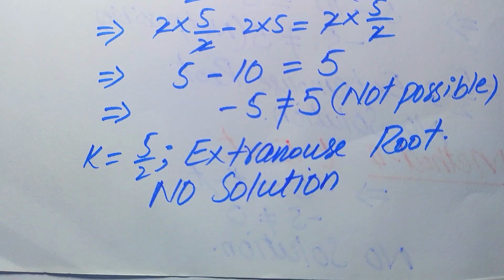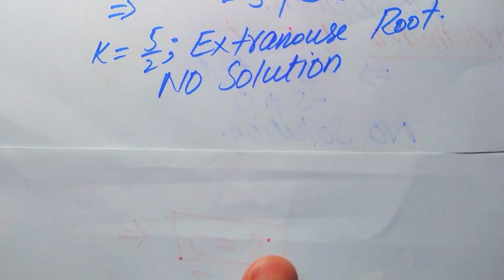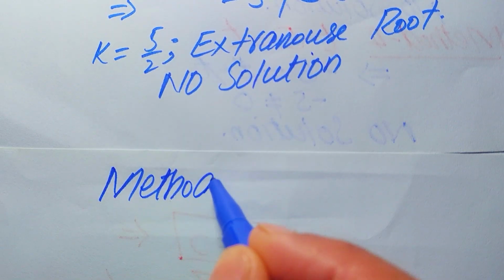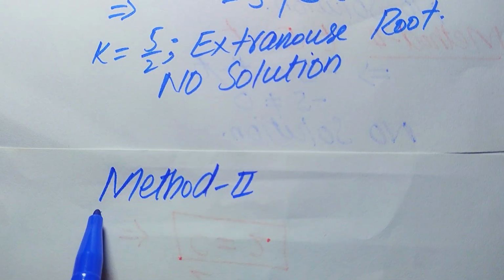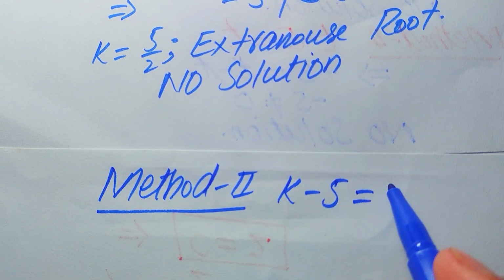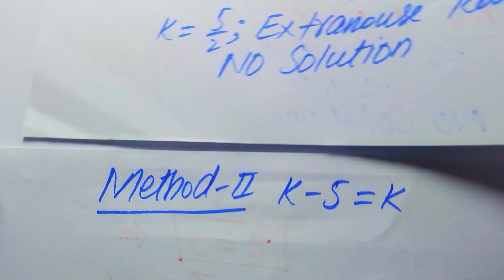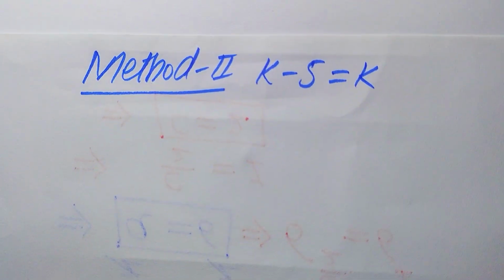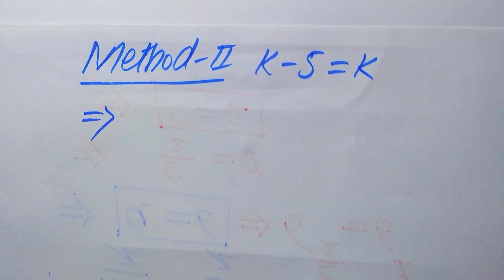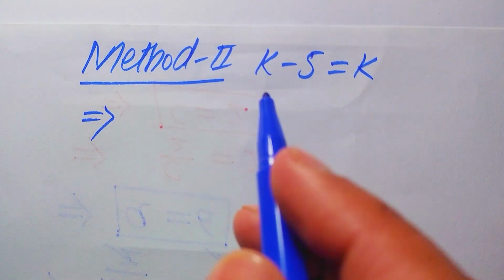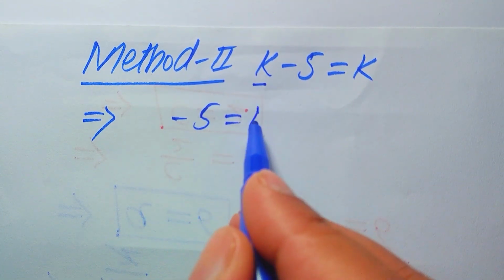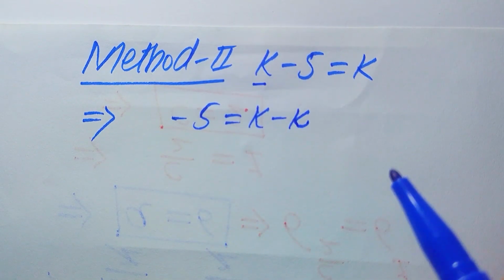For the second method, we need to copy down the given question statement, and the given question statement is √(k − 5) = k. Here in the second method, our second method is the straightforward method, and here we quickly determine the solution set of this problem. For this we move this k to the right hand side. It becomes minus 5 equals k minus k.